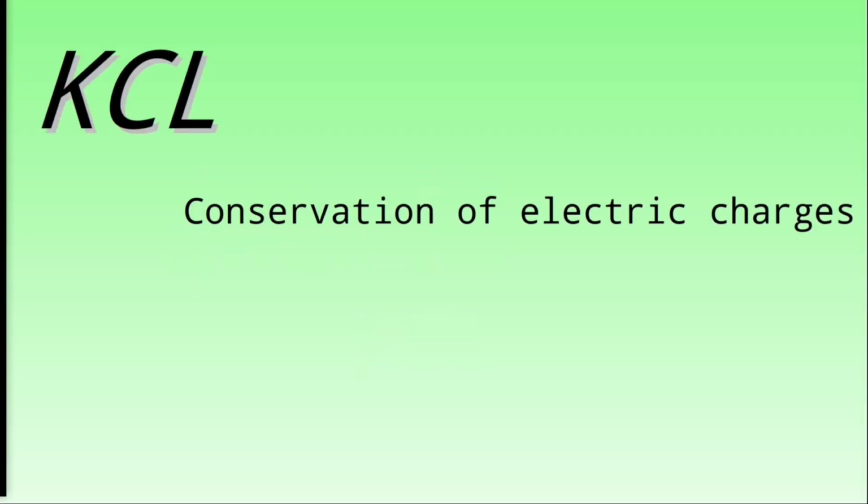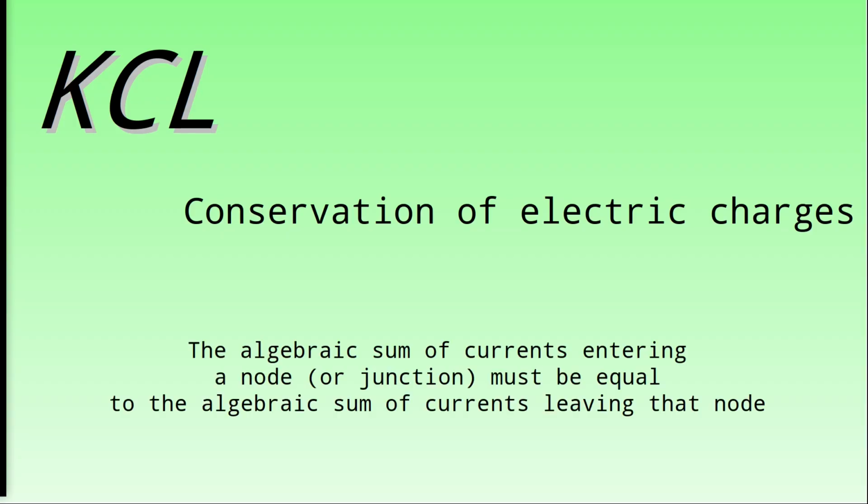Let's start with the simplest concept, the one you can't argue with, Kirchhoff's current law, or KCL. KCL is all about the conservation of electric charge. It states that the algebraic sum of currents entering a node or junction must be equal to the algebraic sum of currents leaving that node.